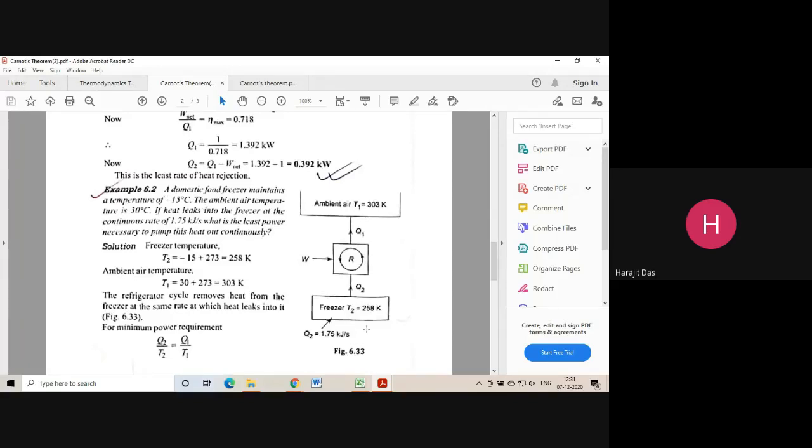I think I have cleared all the concepts regarding this Carnot's theorem, or Carnot's principle, and these corollaries. And if you have any doubt, you can ask now.